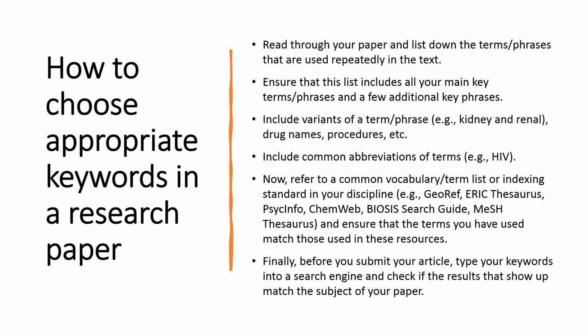Now, refer to a common vocabulary or term list or indexing standard in your discipline, such as GeoRef, ERIC Thesaurus, PsycINFO, ChemWeb, Biosis Search Guide, MeSH Thesaurus, and ensure that the terms you have used match those used in these resources. Finally, before you submit your article, type your keywords into a search engine and check if the results that show up match the subject of your paper. This will help you determine whether the keywords in your research paper are appropriate for the topic of your article.